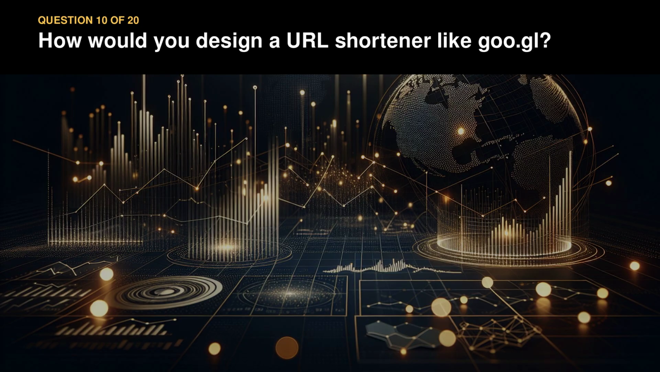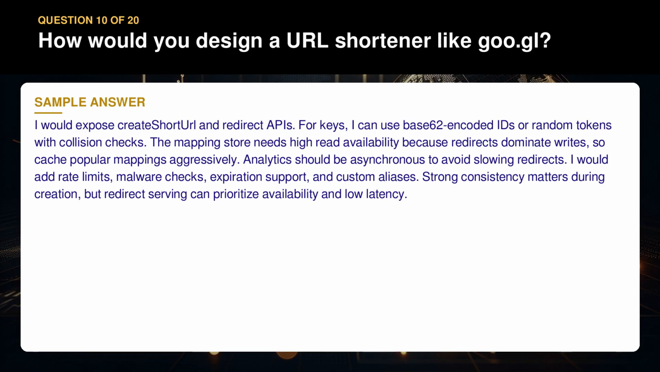Question 10. How would you design a URL shortener like goo.gl? I would expose create short URL and redirect APIs. For keys, I can use base62 encoded IDs or random tokens with collision checks. The mapping store needs high read availability because redirects dominate writes, so cache popular mappings aggressively. Analytics should be asynchronous to avoid slowing redirects. I would add rate limits, malware checks, expiration support, and custom aliases. Strong consistency matters during creation, but redirect serving can prioritize availability and low latency.